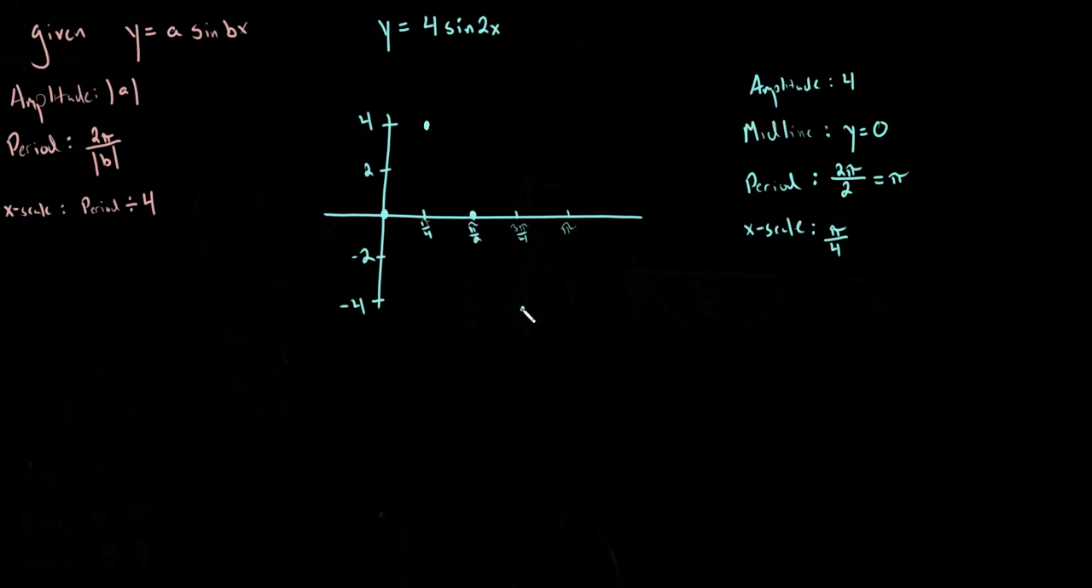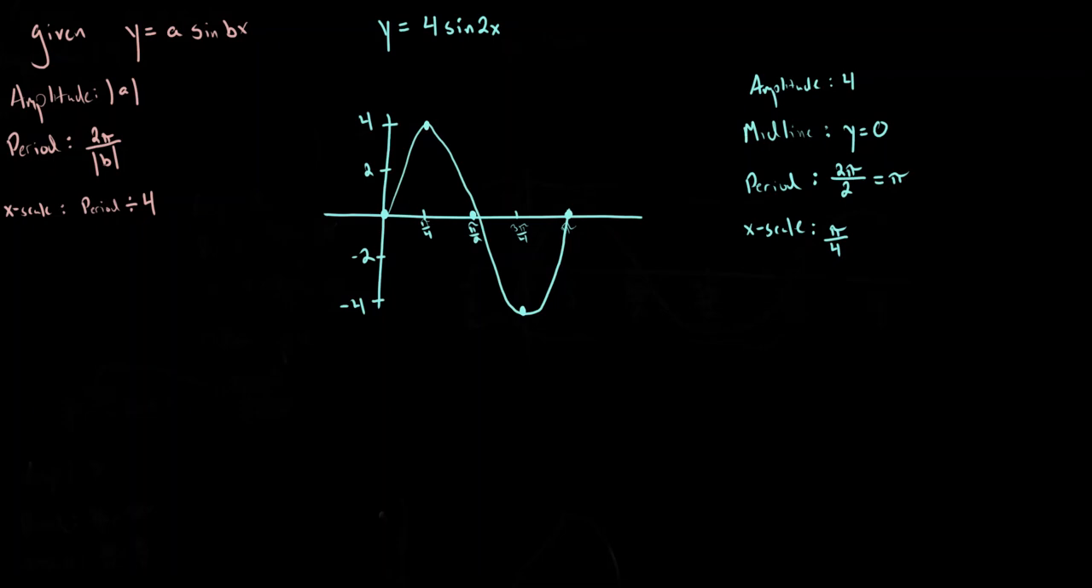Then we go down to our minimum. And the only way to go is up from the minimum, so we go up to our midline. And this, try to make this as smooth of a curve as possible. This would end up being one cycle of this graph.